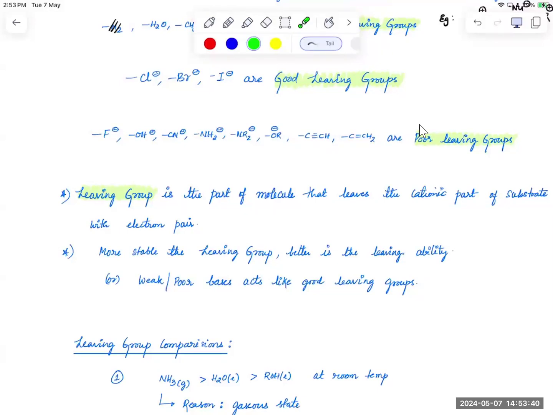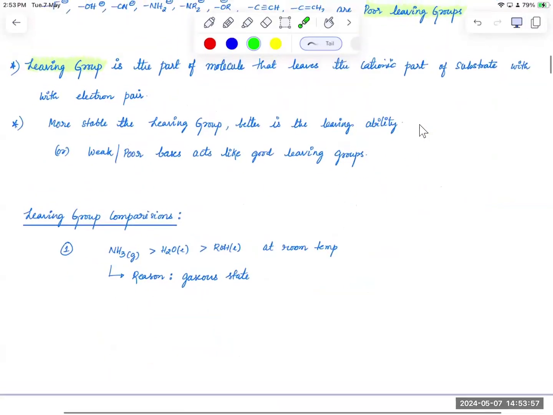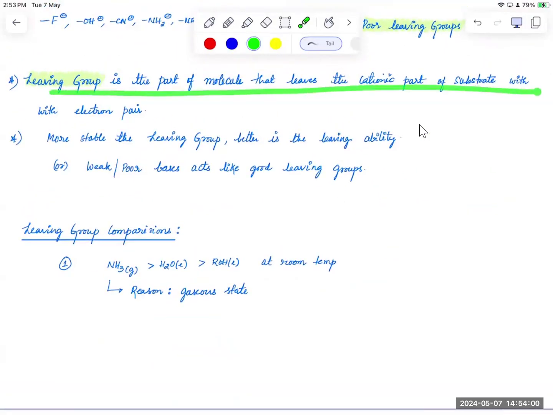Because if you notice, they are all coming from weak acids. If they're coming from weak acids, they are going to be strong bases. So these are all strong bases and very poor leaving groups. So you can see, read the definition. A leaving group is a part of a molecule that leaves the cationic part of the substrate with an electron pair.